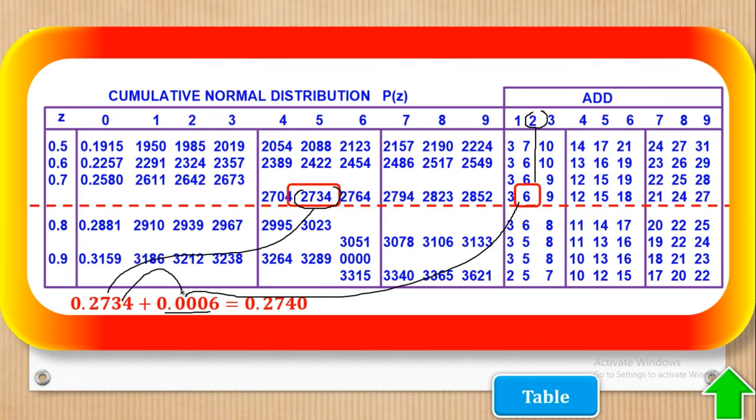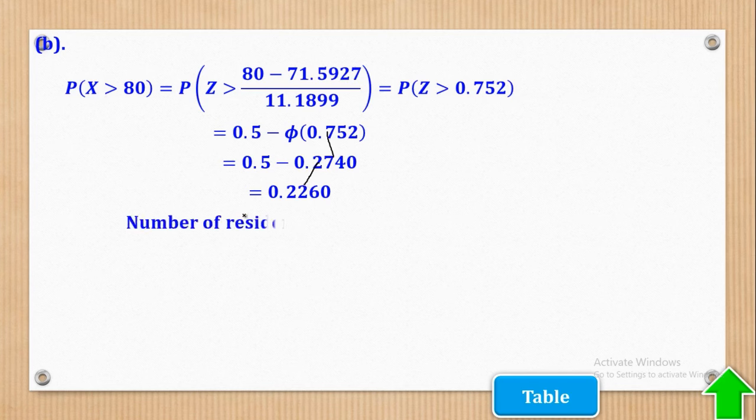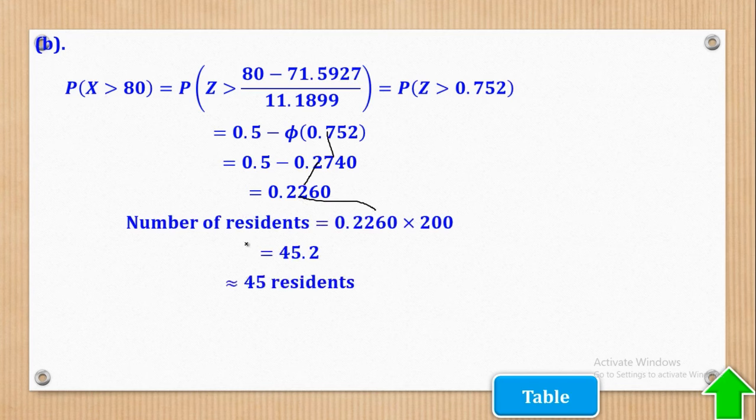Now when we add, we shall be able to come up with 0.2740. So you come and substitute for phi that to go, and in the end you shall get the probability as 0.2260. So the total was 200, so we shall multiply this probability by 200 to come up with what is required, and when you round off it will be 45 residents. So basically that's what they wanted.